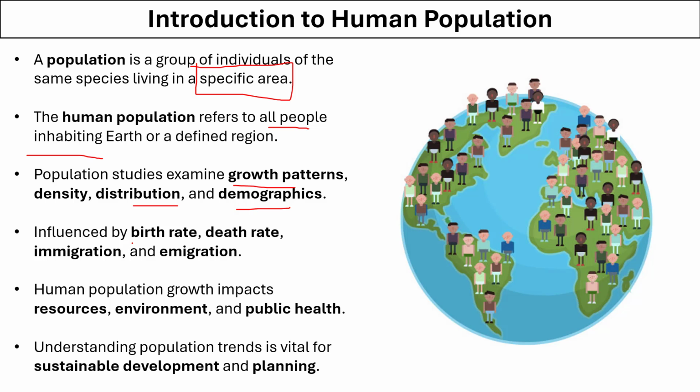It's influenced by how many people are born, how many people die, and how many people come into a place or go out of a geographic area. Human population impacts the resources in that area, the environment, and public health. Understanding of population helps us in developing sustainable strategies and planning.